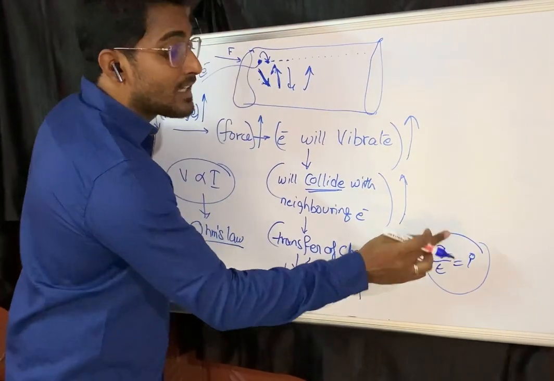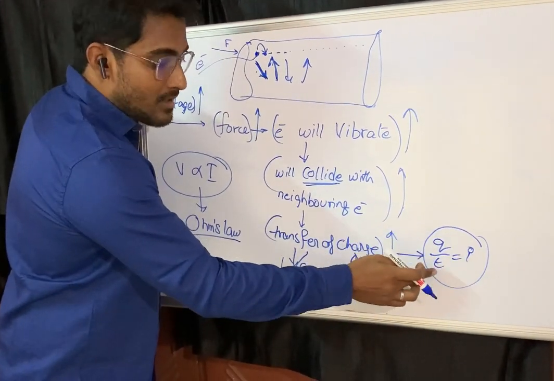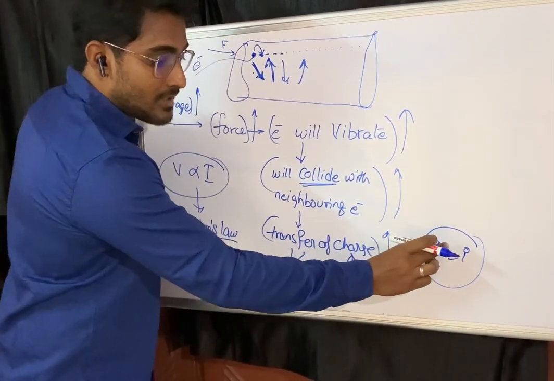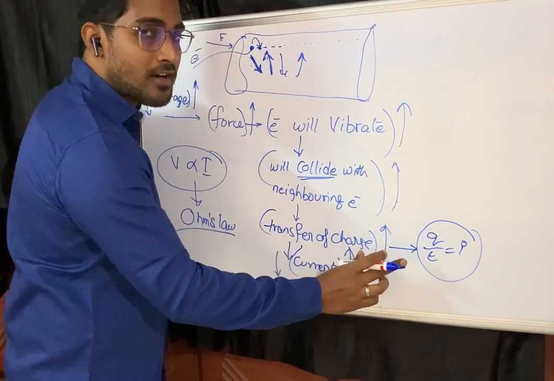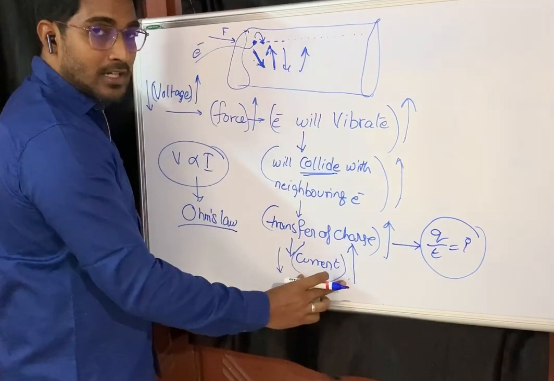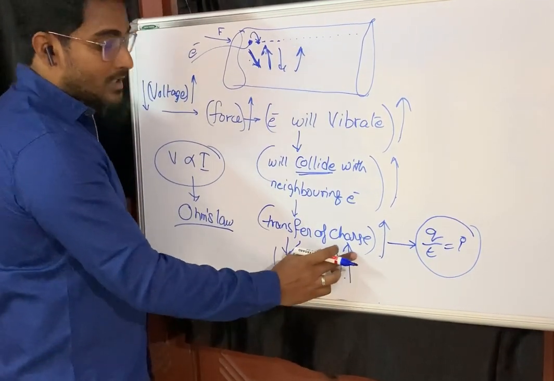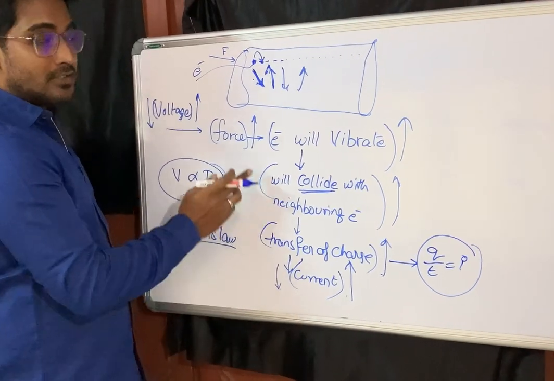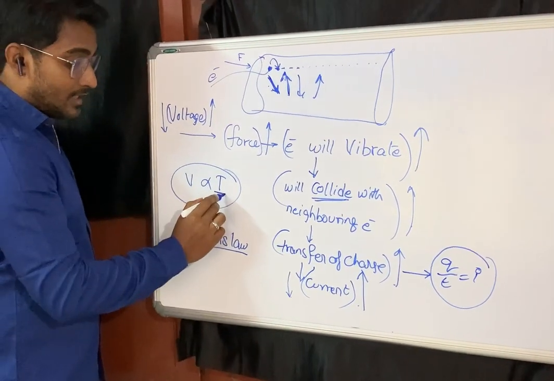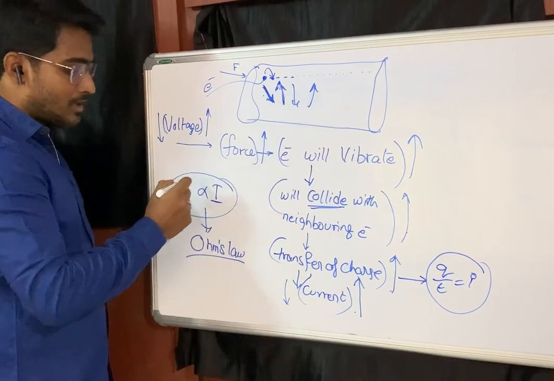The small I is current. I is charge per time, the rate of change of charge with respect to time, or we call it transfer of charge. This transfer of charge is nothing but current. So if you have more current, that means you have more voltage. If you have less current, you have less voltage. Current in a conductor is directly proportional to the applied voltage.